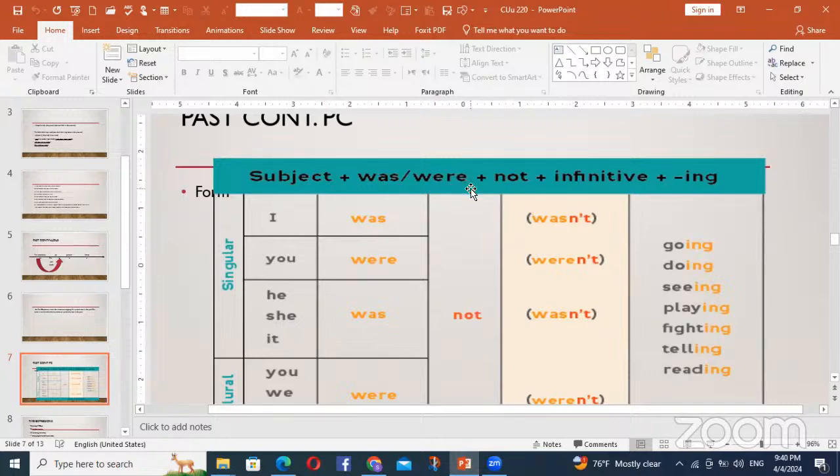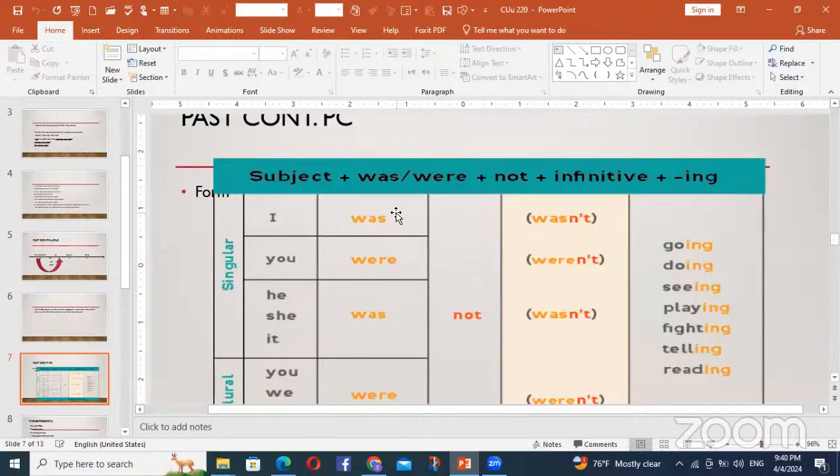Like we say, I am not writing, I am playing. She is not eating, she is swimming. They are not talking, they are listening. Okay? So we use not after the verb to be. It is the same idea, but in the past, with was and were. So was not and were not, and the action verb is in the ing form.